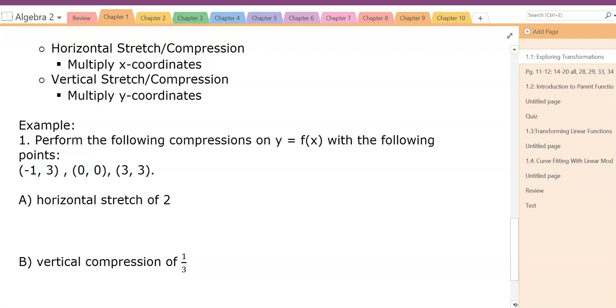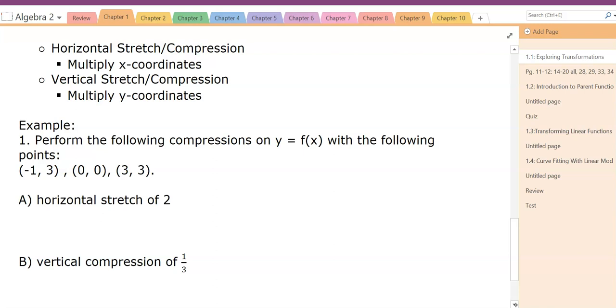When you're doing a horizontal stretch or compression, it affects the x-coordinates. So if you're given a factor for that, you're going to multiply the x-coordinates by that. If it's a vertical stretch or compression, then you would multiply the y. So think about horizontal again, that's your x-axis. So that's why we're affecting the x-coordinates. Vertical is your y because that goes up and down. So you affect your y-axis.